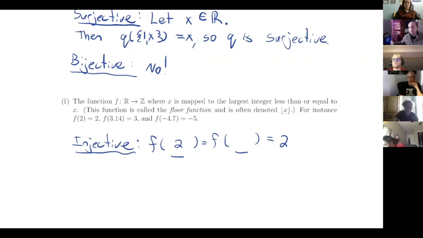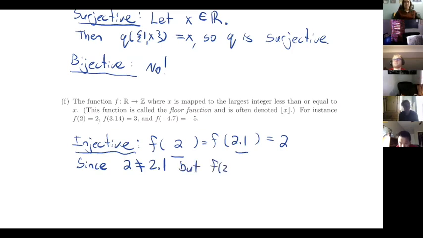So f of 2 is 2. What's another number that would map to 2? 1.7. 1.7 would map to 1 because we're going to the integer less than it. 2.1. Yeah, okay, so we'll pick something with a decimal point over there, right? So 2 point anything is going to map to 2. So we have 2 is not equal to 2.1. So there are two different inputs, but they give me the same output. F is not injective.